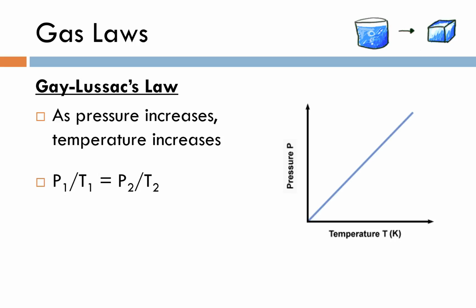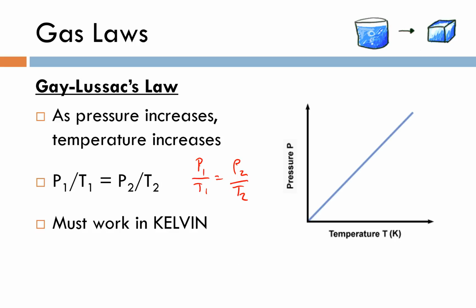We've got a direct relationship set up, so we've got P1 over T1 is equal to P2 over T2. As with Charles's law, I don't care what units you use in the numerator, surprise me, but in the denominator where there is temperature, you have to work in Kelvin, absolutely.